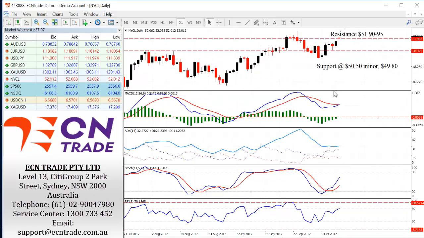And to wrap up with oil, the market reaches its target of $51.90.95, and just this morning has broken above there. So therefore, I expect to see further rises up towards 52.40 and up towards a potential target of $53 a barrel. Reassess from there.